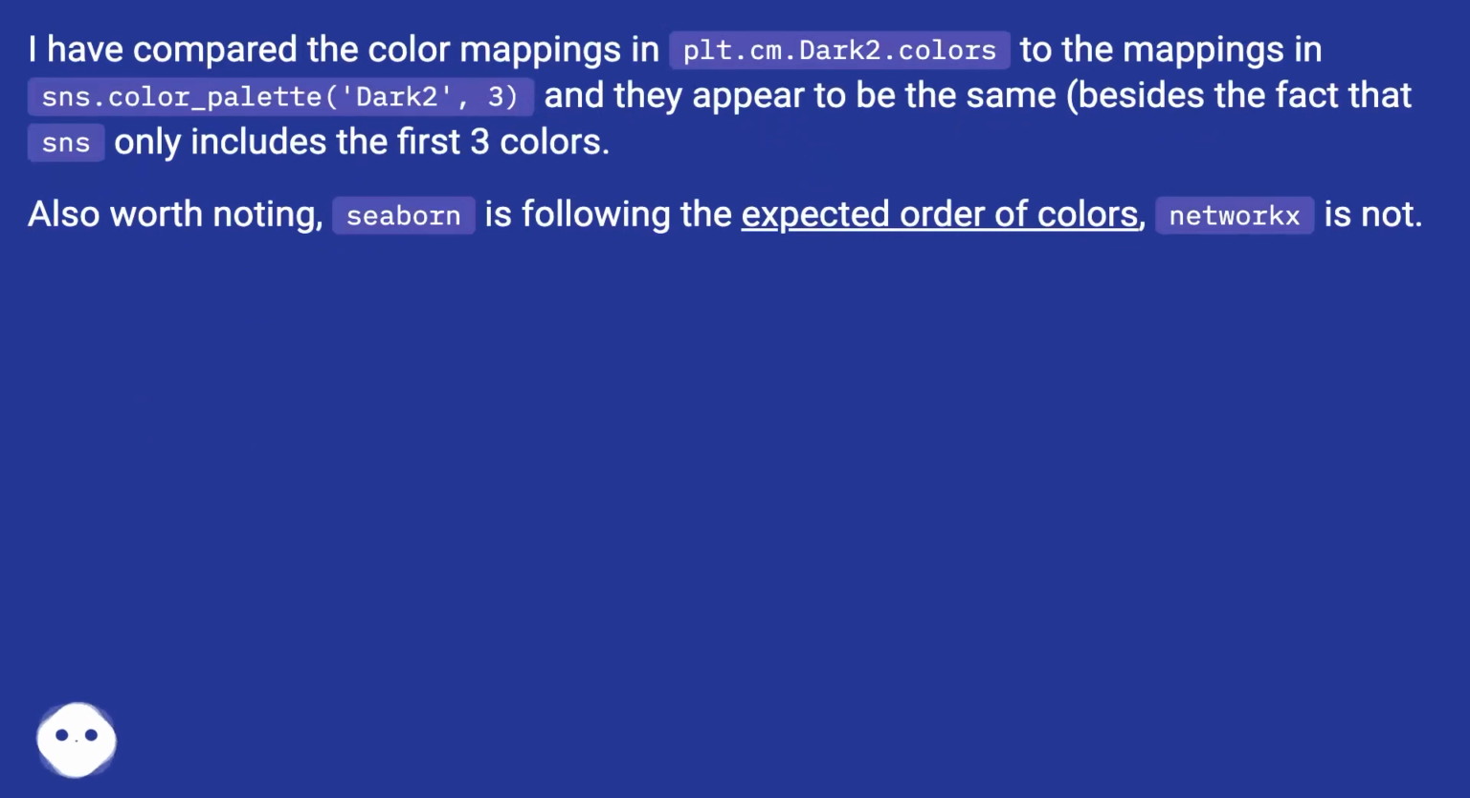I have compared the color mappings in plt.cm.dark2.colors to the mappings in sns.color_palette dark2, 3, and they appear to be the same, besides the fact that Seaborn only includes the first 3 colors. Also worth noting, Seaborn is following the expected order of colors, Network is not.